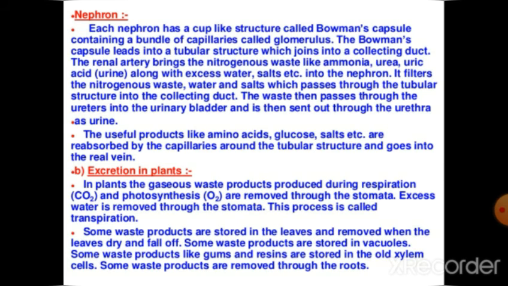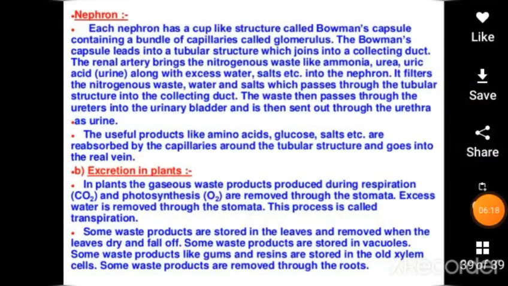around this tubular structure. In plants, there are some wastes, for example carbon dioxide, which is removed through the stomata. Excess water is also removed through the stomata by a process known as transpiration. Some waste materials are stored in the leaves and removed when the leaves dry and fall down. Some waste products are stored in the vacuoles, like gums and resins, and some waste products are also removed by the roots. So by this we have completed our chapter number 1, life processes.